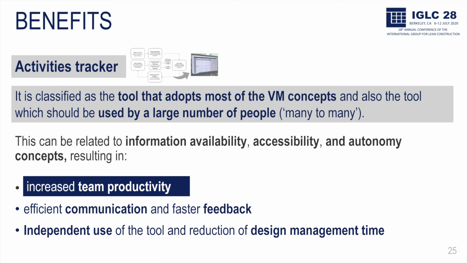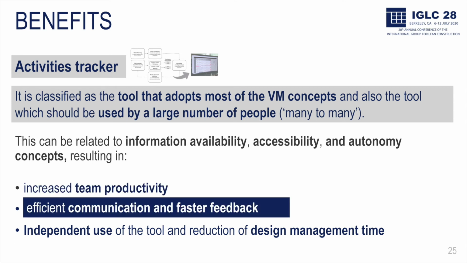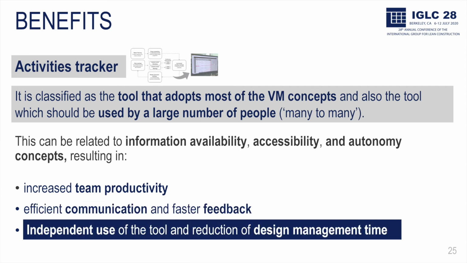The easy access, understanding, and updating of appropriate and accurate information by distributed teams can result in increased team productivity, for example. The ability to track design decisions and changes through a systematic approach during the design enables efficient communication and faster feedback. And the increase of information decentralization allows independent use of the tools by all stakeholders and also encourages the reduction of design management time.